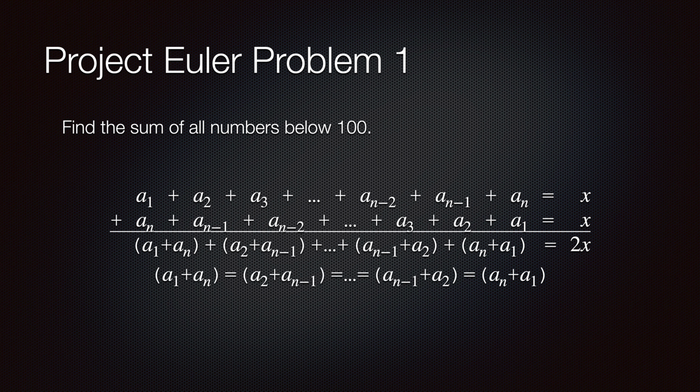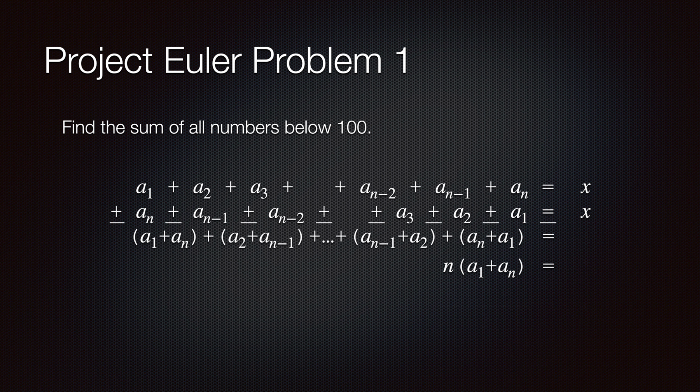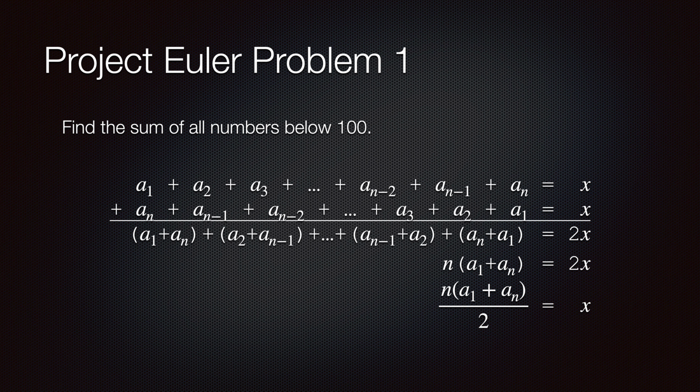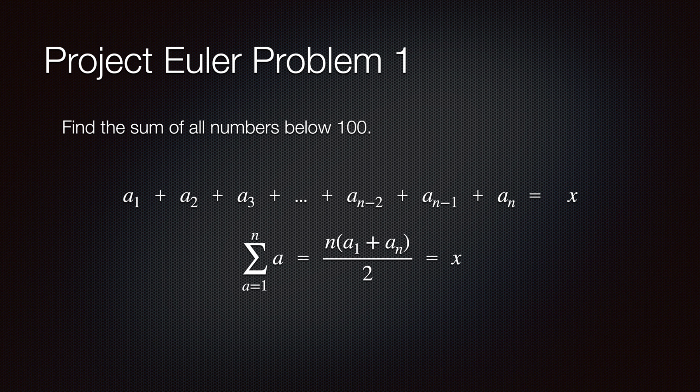And since every term is equal to every term, we can pick any term to be our multiple. Multiply it by the number of terms we have, which is n. Divide by 2. And we have our general equation for summing our sequence of numbers without a for loop. Here's a bonus for the mathematicians since we just went over the proof.